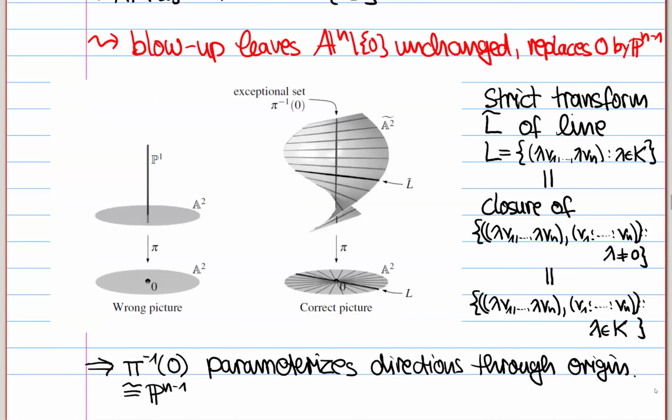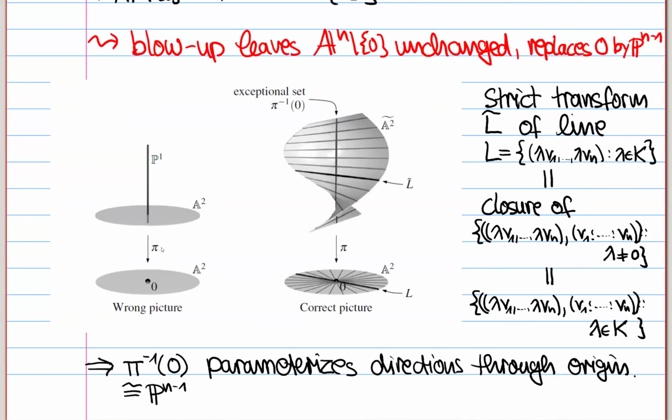So you could imagine, and that's unfortunately the wrong picture. What does the blow-up do? It starts with A^n, there's the origin, and then it plugs in a P^(n-1). So in the case of n equals 2, you start with the plane and then you plug in a P^1. And you could imagine you just kind of stick it in, and then you have a P^1 which meets this here in a single point. Unfortunately, this is not the right picture.